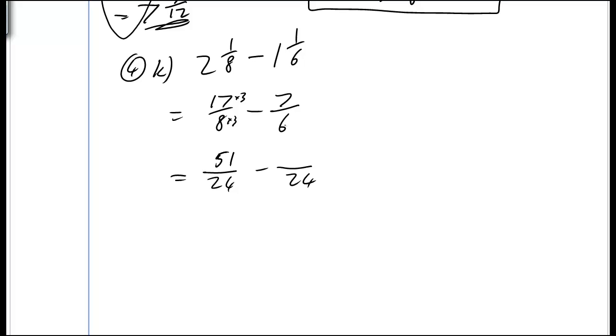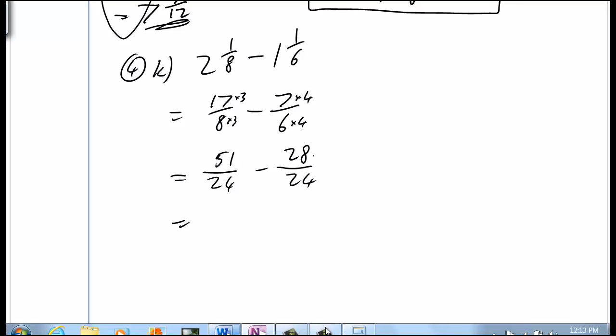Now we've got to multiply 6 by 4 to give you 24. So multiply the 7 by 4 is 28. 51 take 28. What's 51 take 28? Should be able to do that.